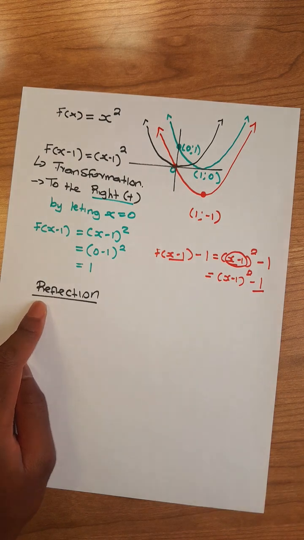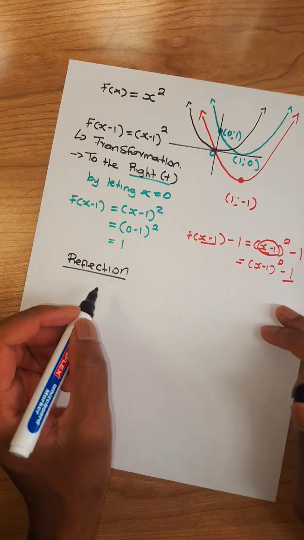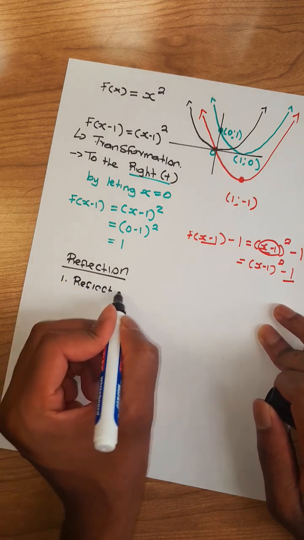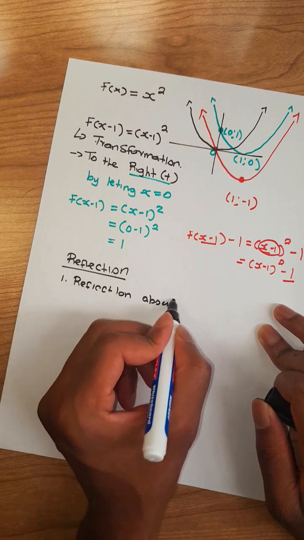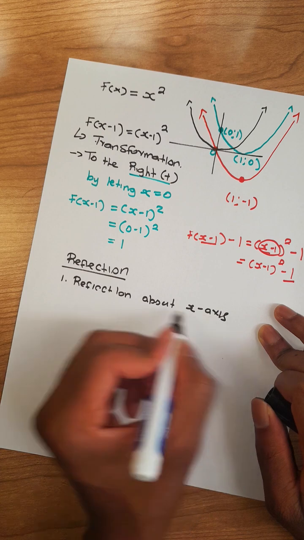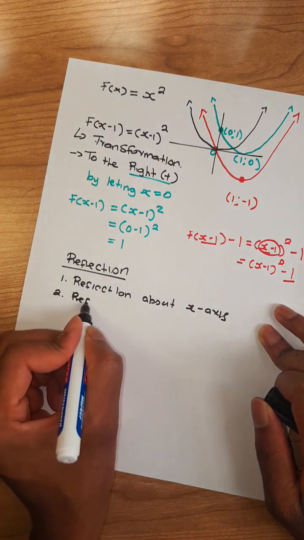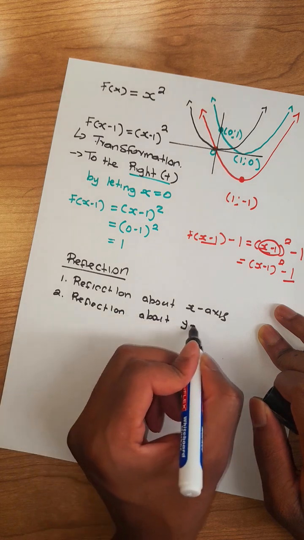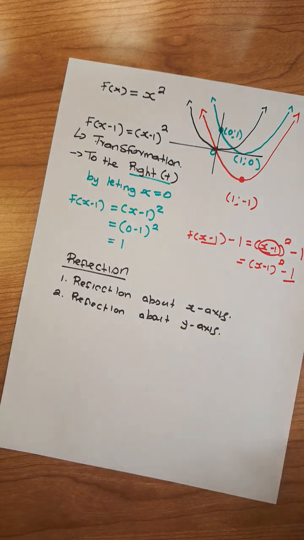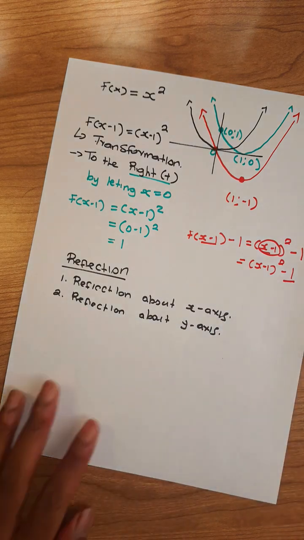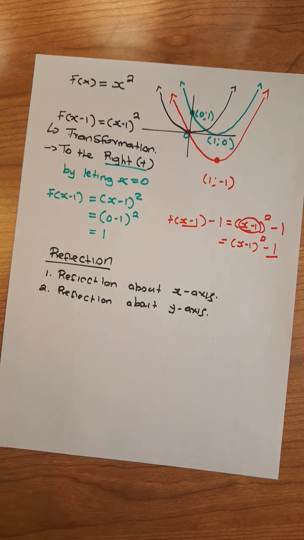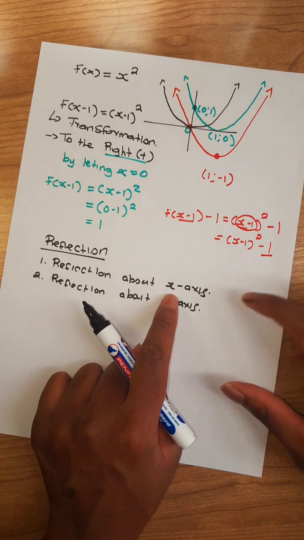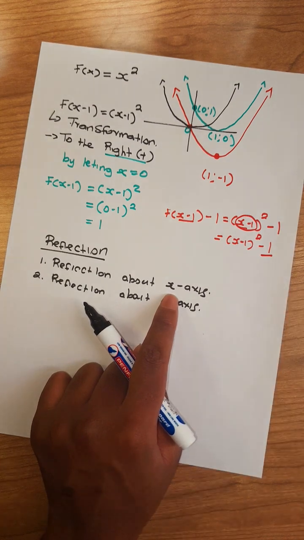So there are 2 types of reflections, of course. So we are having the reflection about the x-axis. The first one is reflection about the x-axis. And the second one is going to be reflection about the y-axis. So we are having the reflection about the x-axis, and we are also having the reflection about the y-axis. Let's look at this first one. What is the reflection about the x-axis?